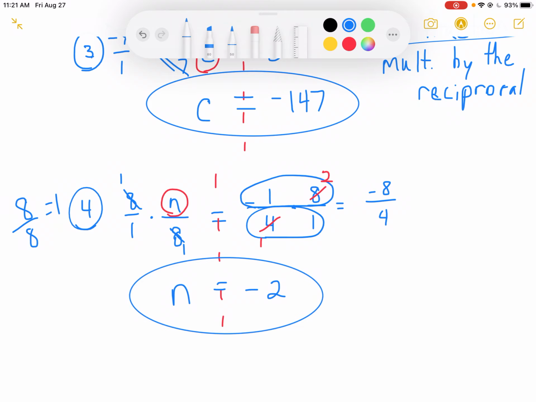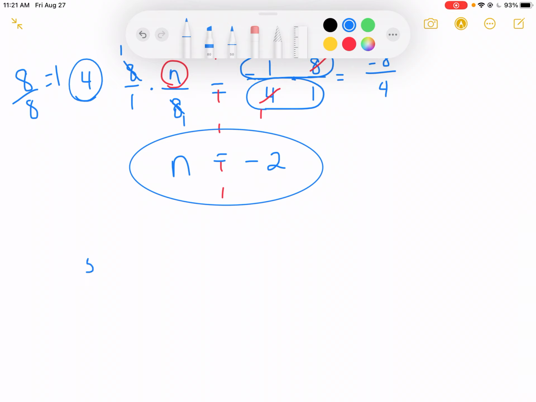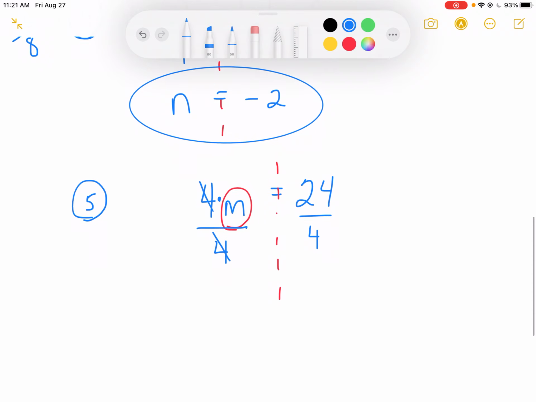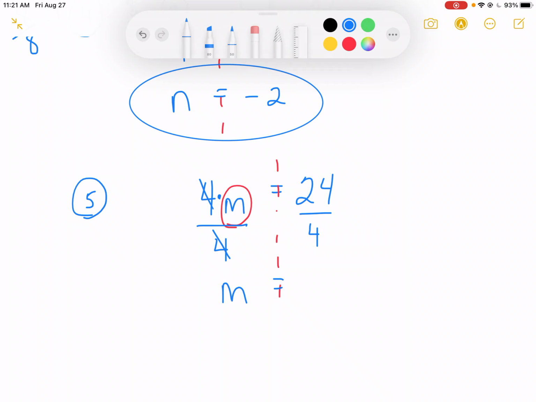Then I want to throw one last example at you. You know I'm going fast, trying to keep this video short for you. What if I have 4 times m equals 24? I'm going to put in my dotted line and circle my variable. I want to get rid of the 4. It's 4 times m. The opposite of multiplying by 4 is to divide by 4. So 4 divided by 4 is 1m, and 24 divided by 4 is 6. Okay, all right, thank you.